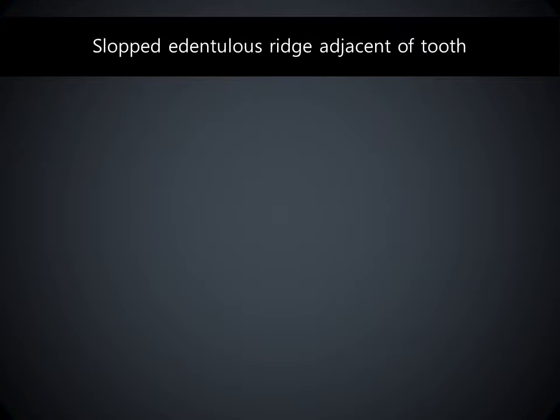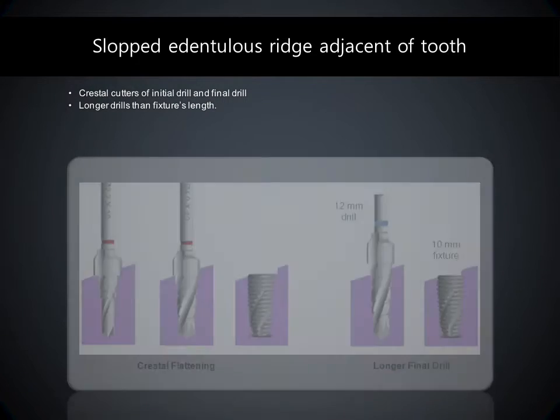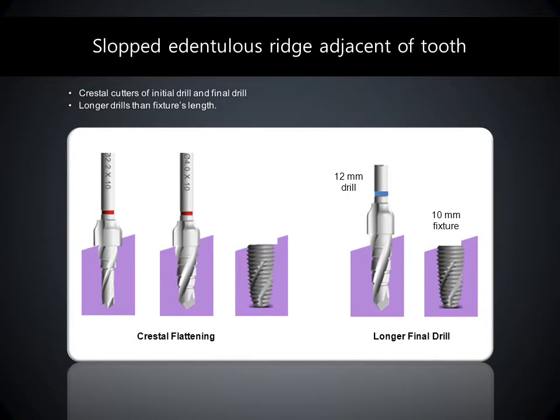The edentulous ridge adjacent to a tooth is sometimes sloped. For completely submerged placement of the fixture, the sloped ridge has to be flattened with the crestal cutter of the initial drill, or drills longer than the fixture's length should be used.